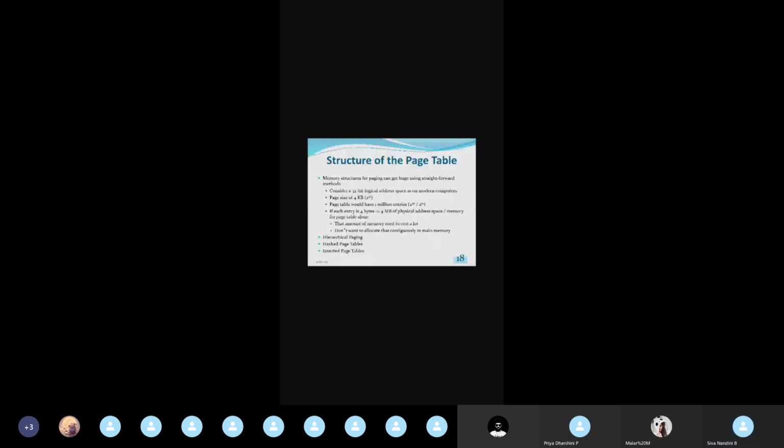Then we need a large amount of memory for the page table itself. So for occupying this page table, it will be 2 power 32 divided by 2 power 12. In the whole memory of 2 power 32 we are having pages, and the size of each page is 2 power 12.